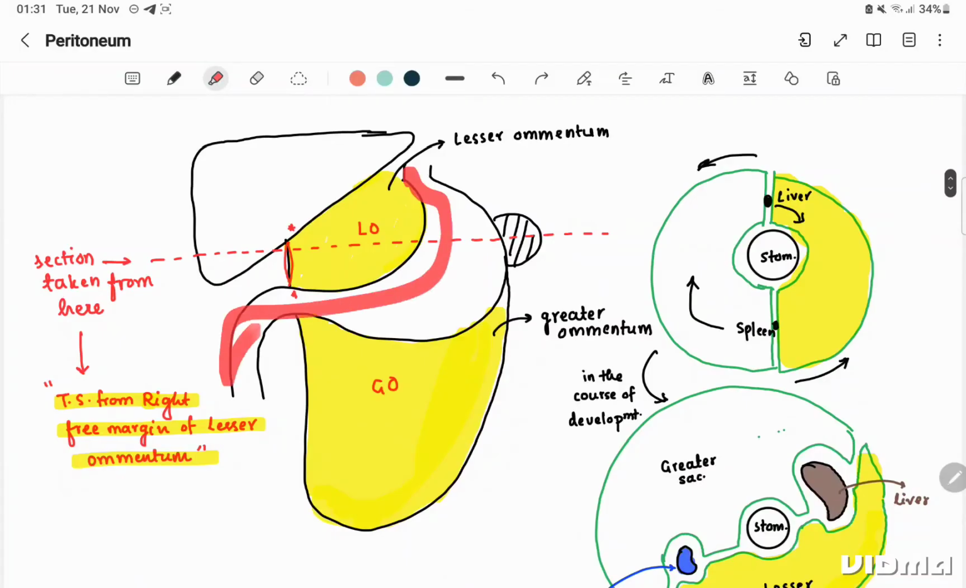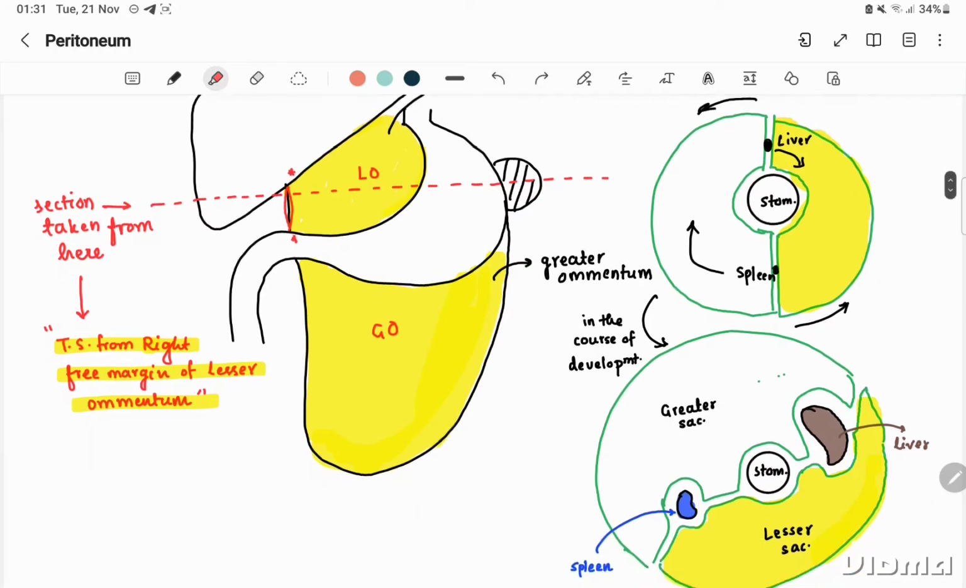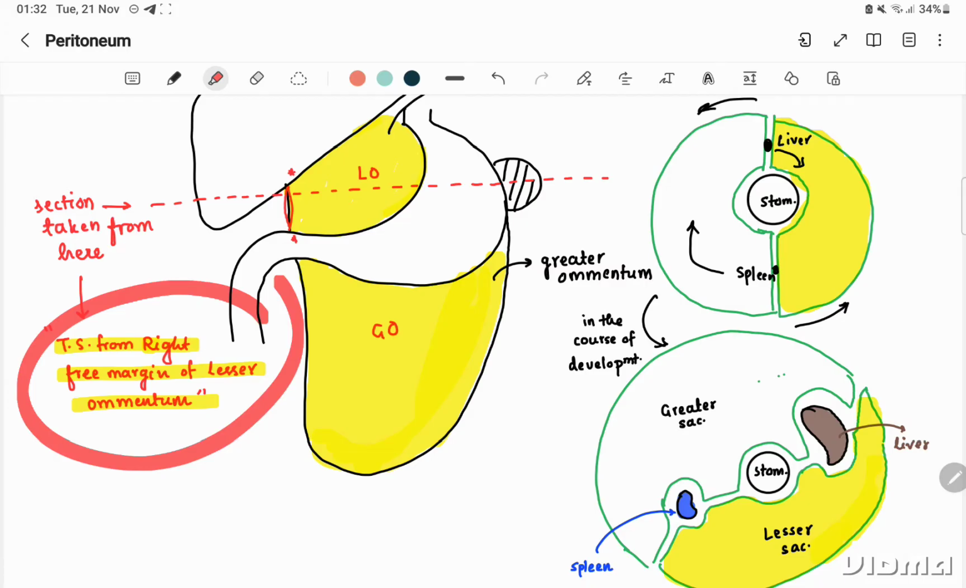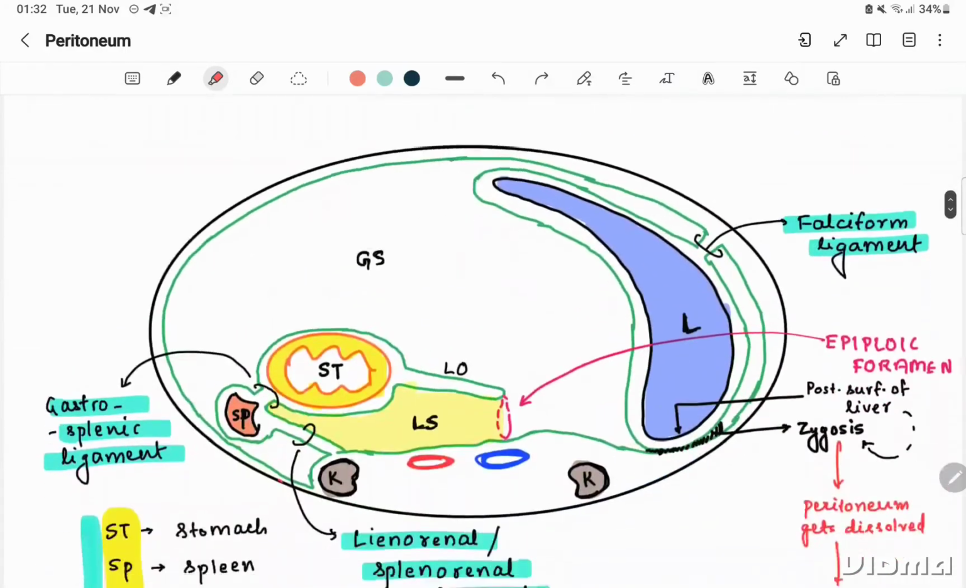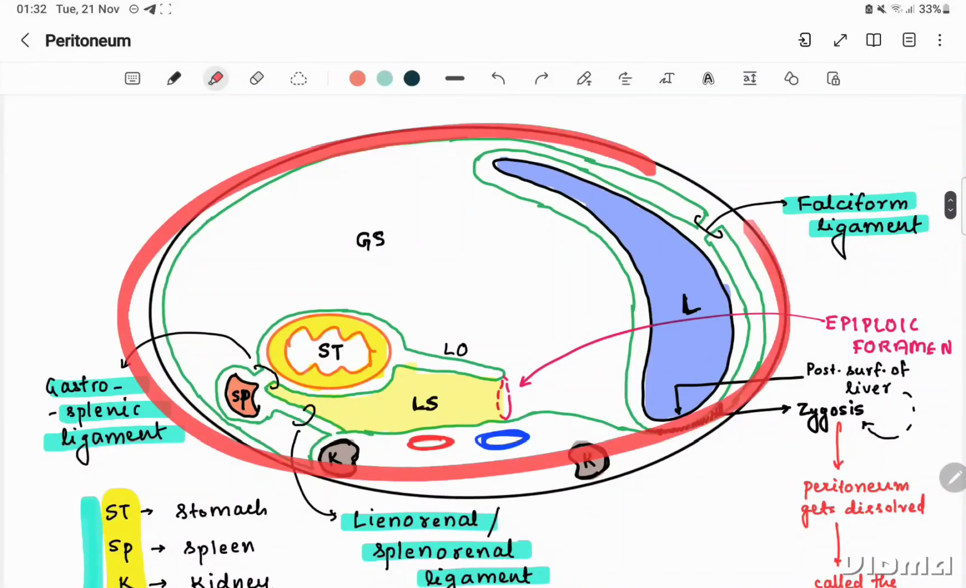This is your stomach, this is your liver, and between the liver and the stomach we have the lesser omentum. The omenta are nothing but pads of fat, and below this we have the greater omentum. So we are taking a transverse section from the right free margin of the lesser omentum and seeing the structures. If you see the structures, you can find something like this.